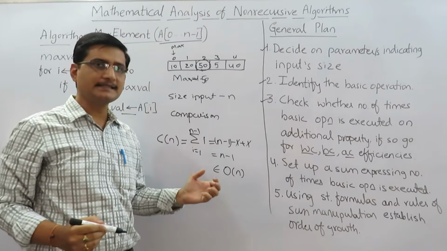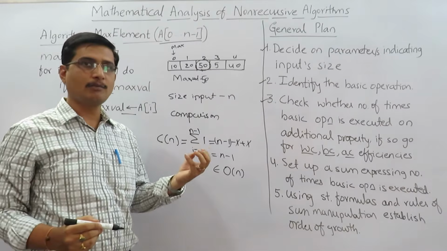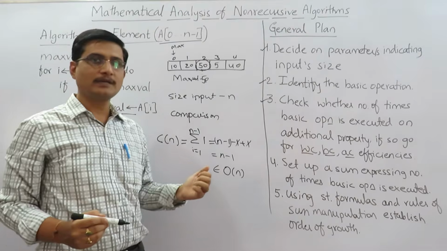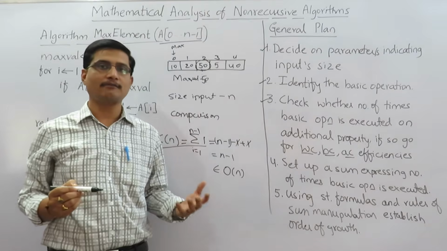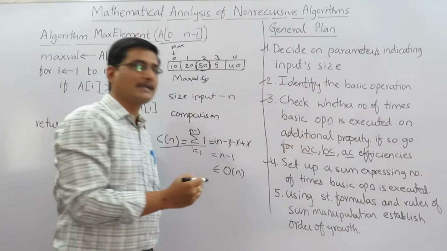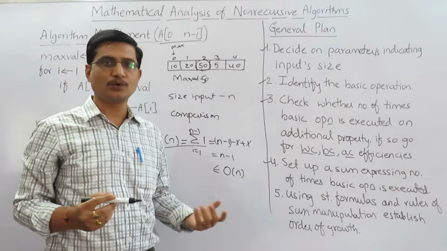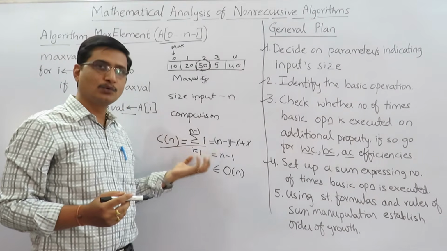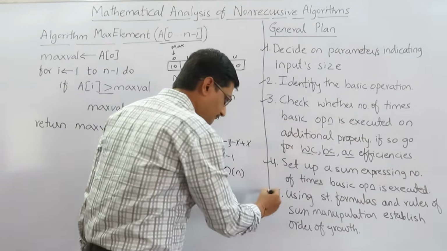Once this is done, we have found the input size, identified the basic operation, and decided whether we should go for best case, worst case, or average case. Then the next step is we need to set up a sum which indicates the number of times the basic operation is executed. Once we are able to set up a sum, then using the fundamentals of sum manipulation, that is formulas and rules we have already learned in our schooling, we can reduce this sum to a formula, or at least we can find the order of growth. That is the fifth step.